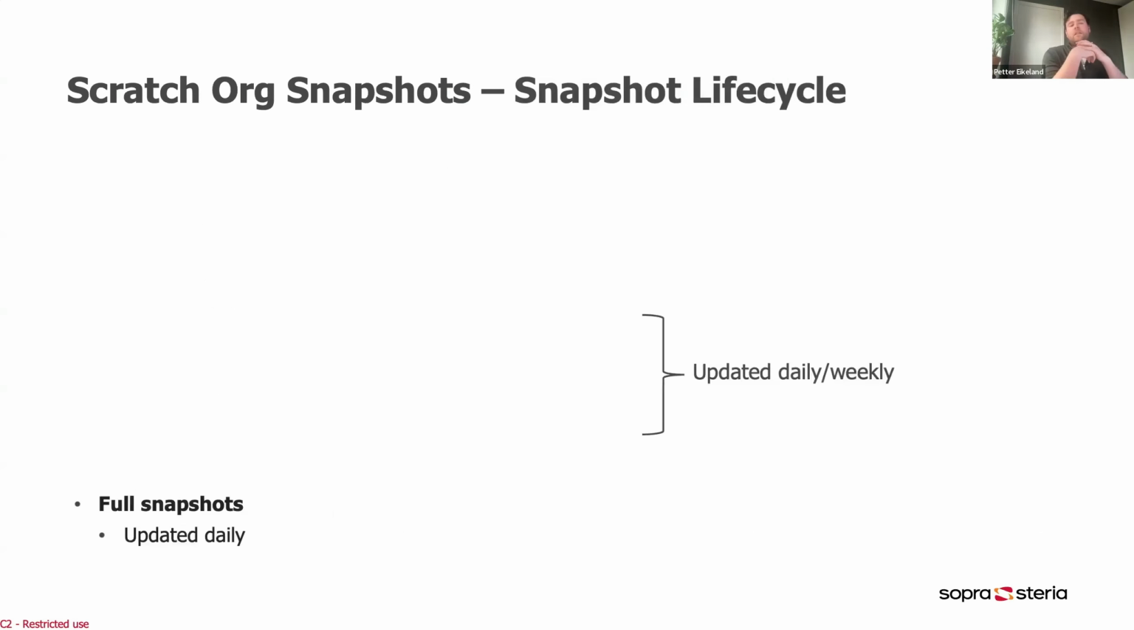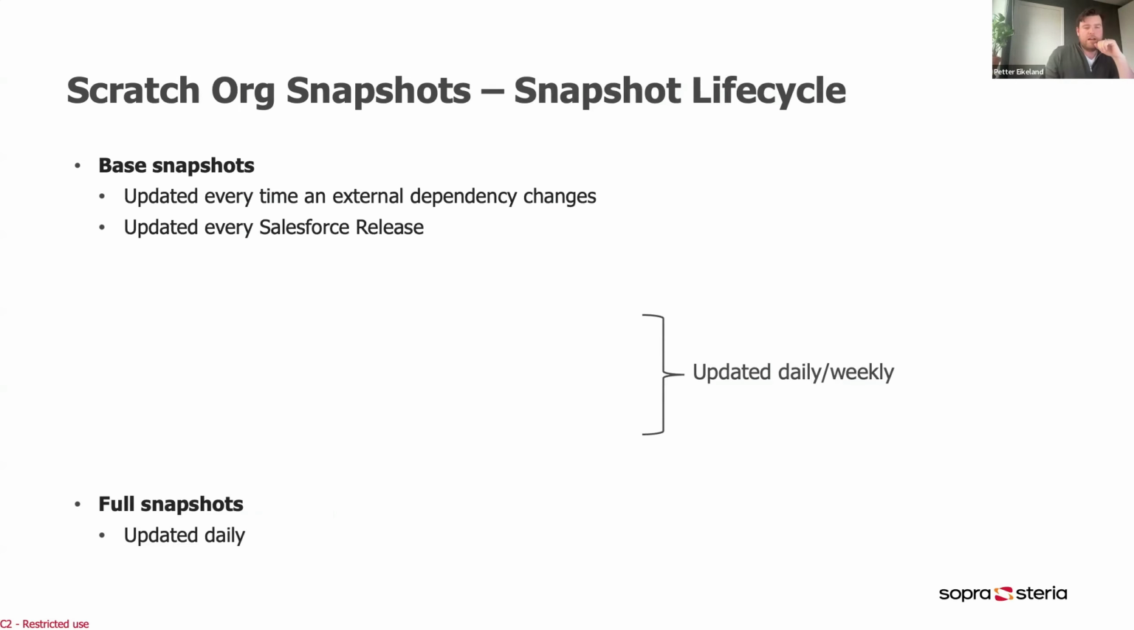So let's go into what would be the snapshot lifecycle of all of these. First, you would have the base snapshot. You really don't need to update the snapshot unless an external dependency changes. So let's say Jonathan changes his Nebula Logger project. Then, if it's relevant changes, create a new scratch org, update the Nebula Logger version, and then create a new snapshot based on that one. You also need to do it every Salesforce release.